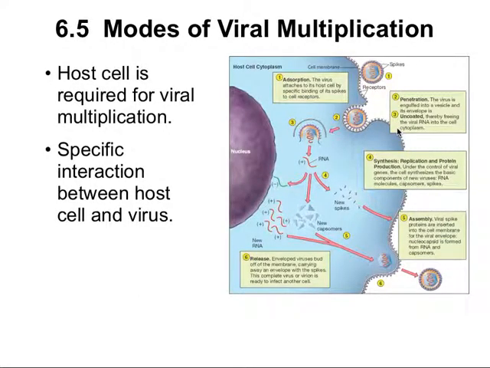Now that we have an understanding of the general structure of viruses, let's take a look at the modes of viral multiplication. As we've already discovered, the host cell is required for viral multiplication. And there's a specific interaction between the host cell and the virus. After the virus has made its way into the cell, it takes over the machinery of that cell in order to replicate many copies of itself and release itself out into the environment.